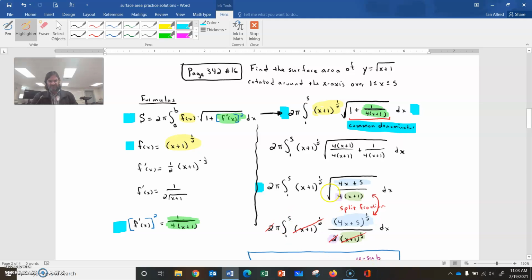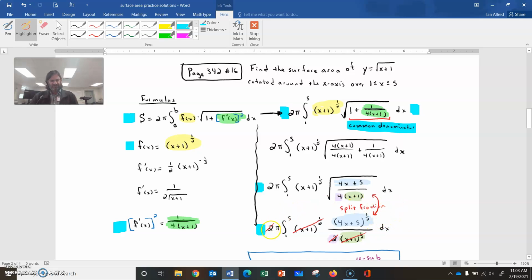And what I can do here is, because I have a fraction under the square root, I can split that fraction into a numerator and denominator. So I can take the square root of the top and the square root of the bottom separately. And I went ahead and wrote them with to the 1/2 instead of using the square root symbol. And when I did that, I have several things that will cancel out.